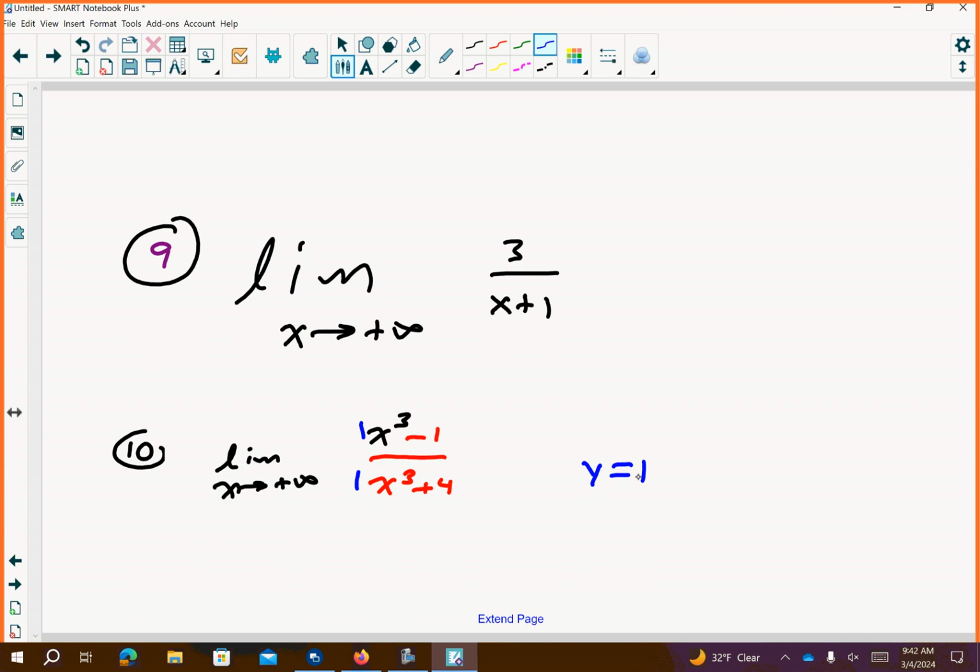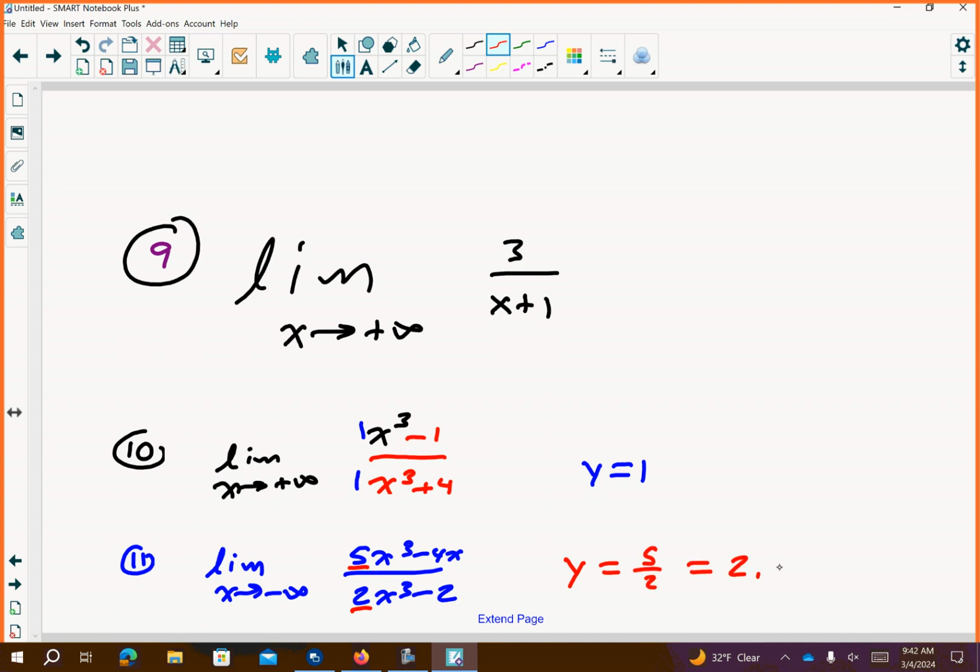Okay? But as we get to number 11, what do you think just by looking at it? The degree on top and the degree on bottom are the exact same. Agree? So it's 5x to the third minus 4x, over 2x to the third minus 2. I go to my highest degree. They're the same. I take whatever that is, so I'm going to get y equals 5 over 2, or in this case, 2.5 as I go out to negative infinity. If I went out to infinity, it'd be the same thing. It's the end behavior that's taking place there.